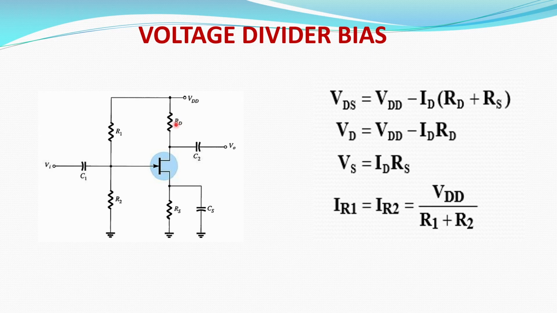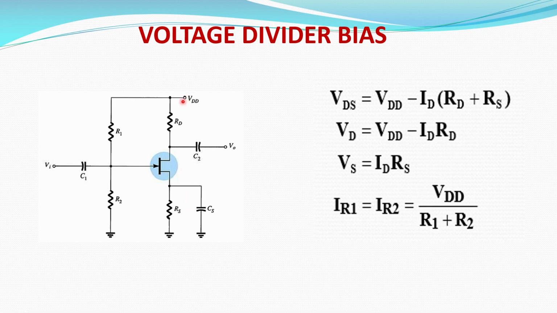RD is connected in the drain terminal and RS is connected in the source terminal, and the corresponding capacitor is connected in the source terminal. And we are taking the output at the drain terminal. So the supply is connected in the drain terminal. It is denoted as VDD. So in the same way, we are going to calculate the VDS for the voltage divider bias.